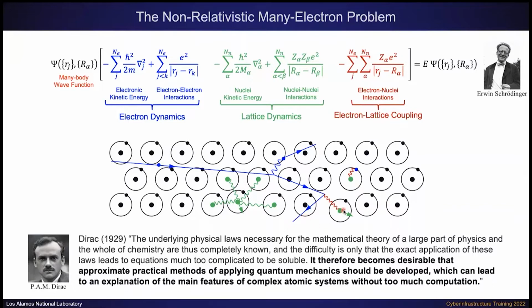And so this problem, of course, is very complicated because everything is coupled to everything else in the system. But this equation does describe everything. And so, as Dirac said, the main question changes from what is the main description of these physics, to it really becoming desirable, as he says, to approximate in practical methods of applying quantum mechanics, that these should be developed to be able to start to tackle this problem.